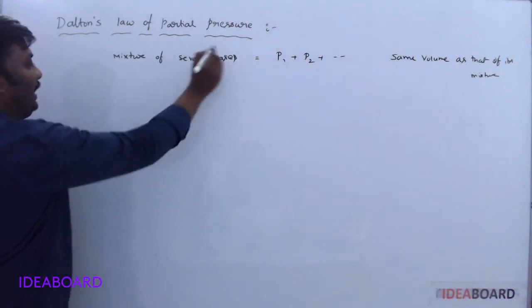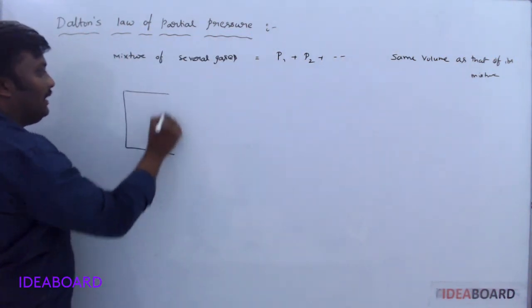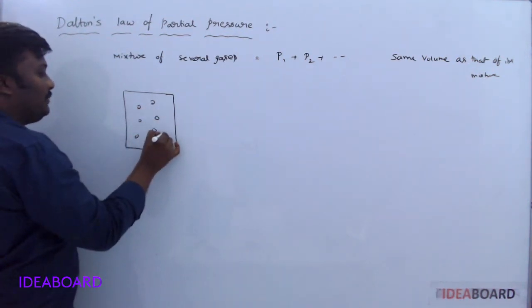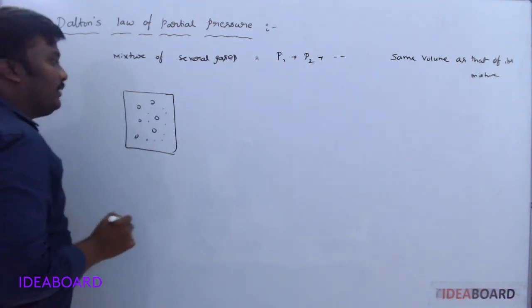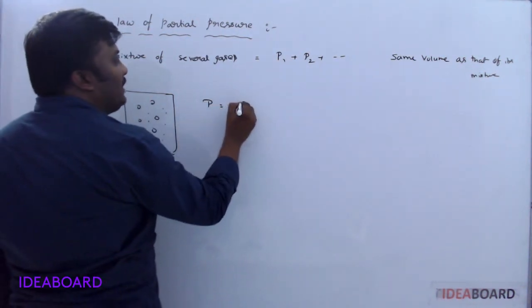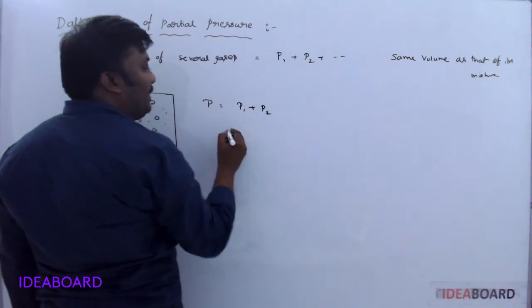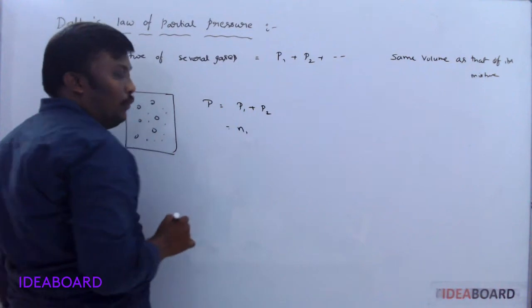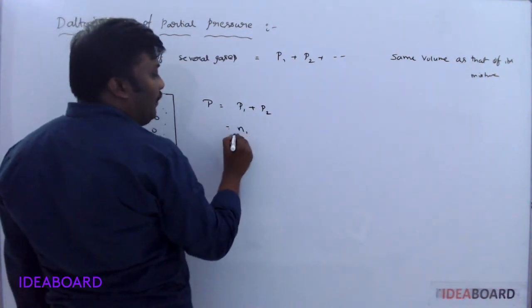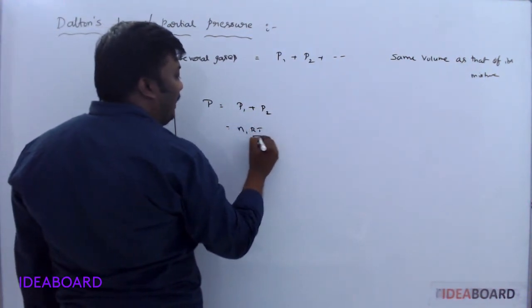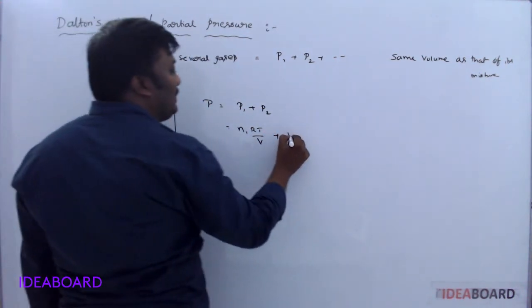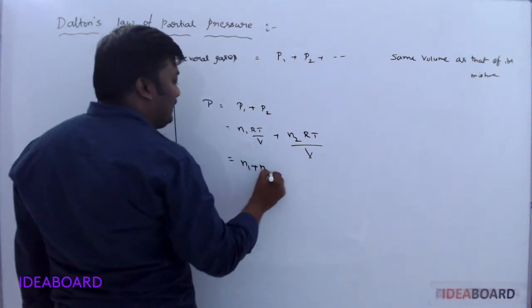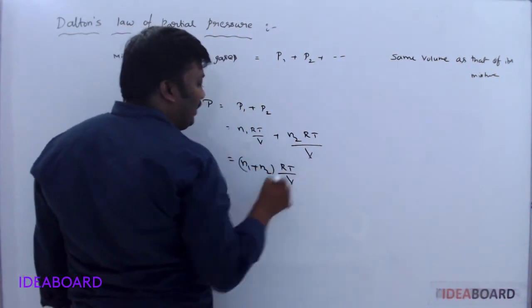For example, I take a container consisting of two types of gas molecules. Then the total pressure is nothing but the sum of those two pressures. One gas has n1 moles, so PV is equal to nRT, formula P is equal to nRT by V. And P2 is n2RT by V. So it becomes (n1 plus n2) into RT by V.